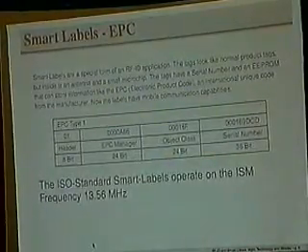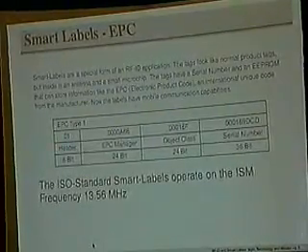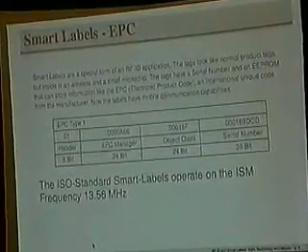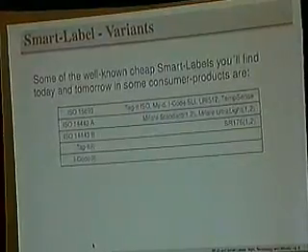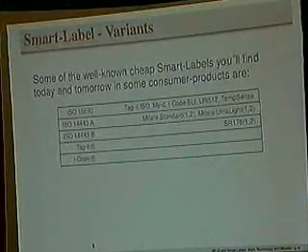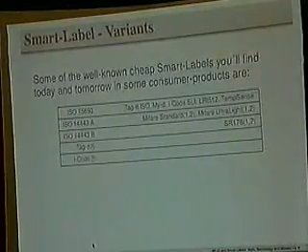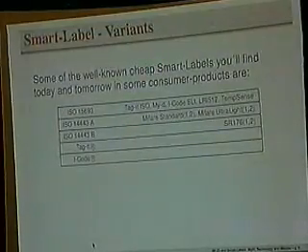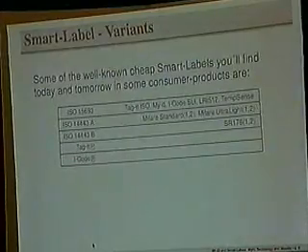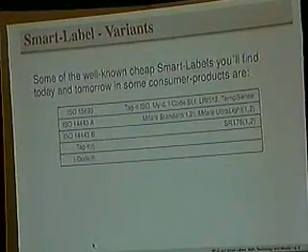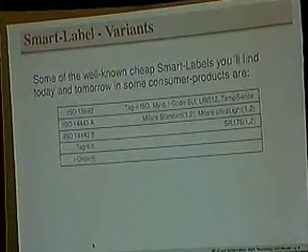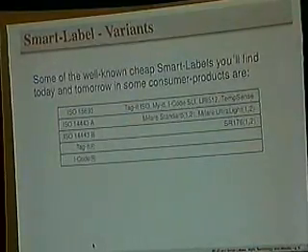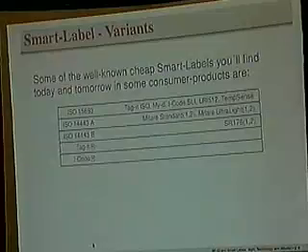So all these ISO smart labels operate on the ISM frequency, as shown, at 13.56 megahertz. What type of variants are available at these frequencies, and what type of labels are typically used at consumer products, at supermarkets, and what labels will you find tomorrow in some consumer products? There are the standardized ISO tags: ISO 14443 type A and type B. There are proprietary label types like Tag-it and I-Code.